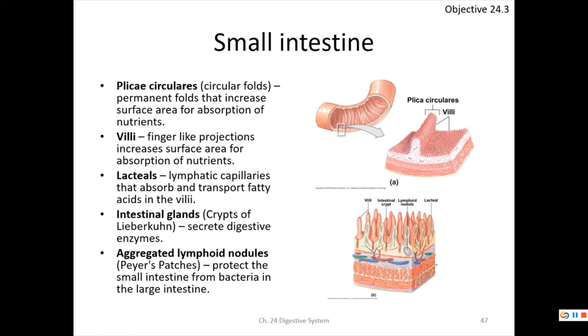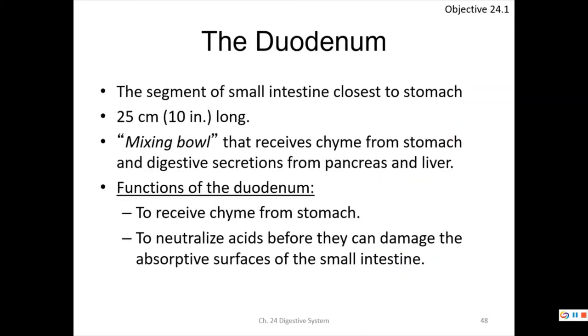The duodenum, like we said, is the shortest and closest to the stomach. It's only about 25 centimeters long, which is about 10 inches. We call it the mixing bowl because it receives chyme from your stomach, but it also receives liver secretions through the bile duct and pancreatic secretions from the pancreatic duct and the accessory pancreatic duct. It helps to neutralize any acids that may damage the rest of the small intestine's absorption surface.